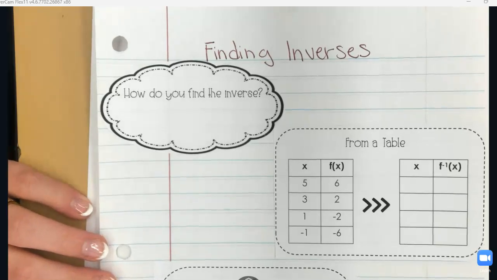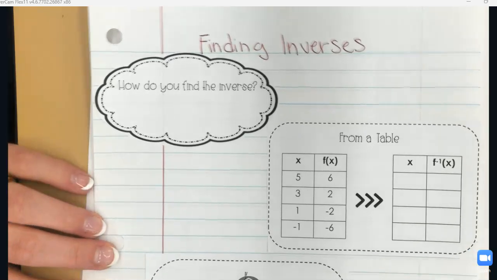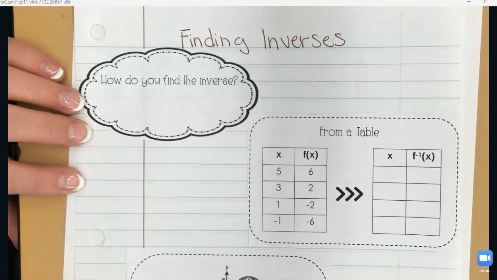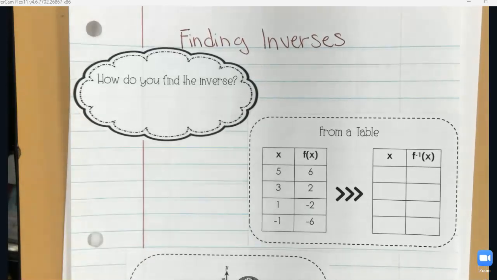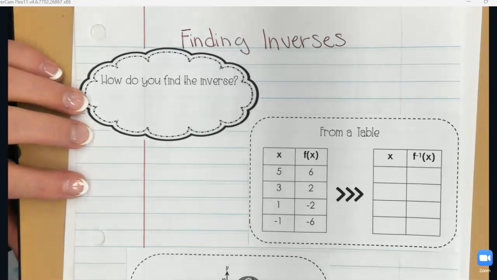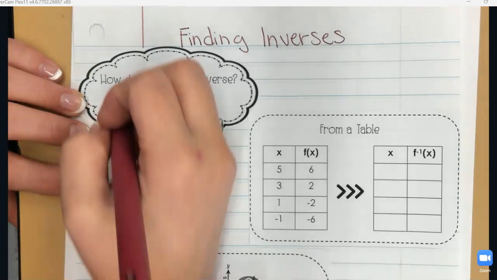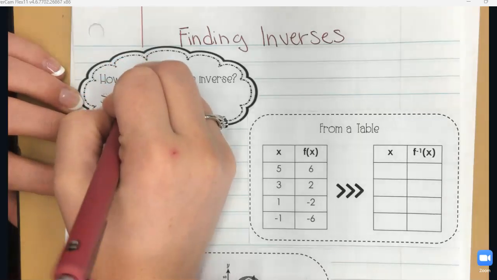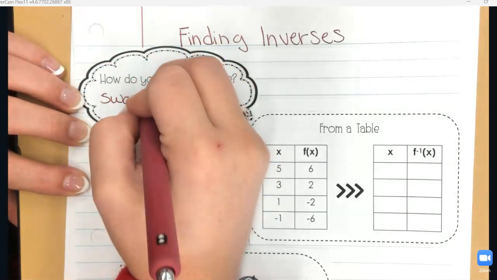Okay, we are continuing our Algebra 2 journey together. Today we are talking about how we are going to be able to find inverses, and we are going to do that from a table, from a graph, and from a function. So first of all, how do you find an inverse? You swap your x's and your y's.